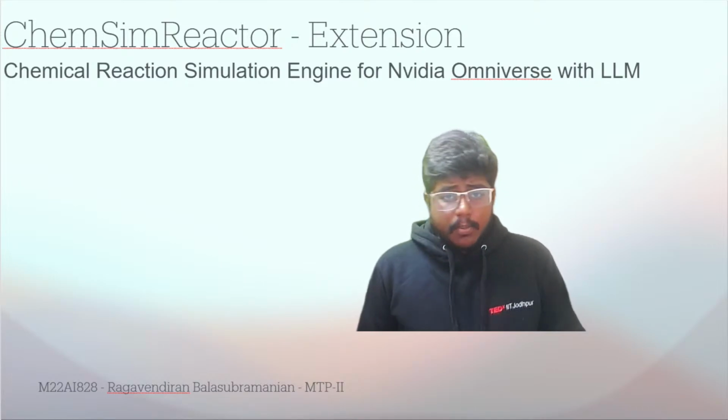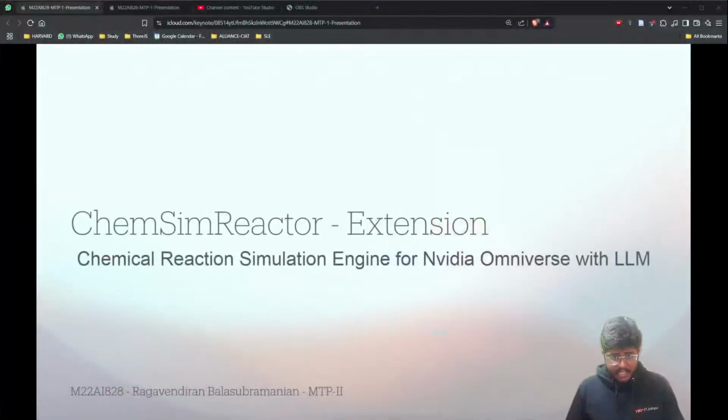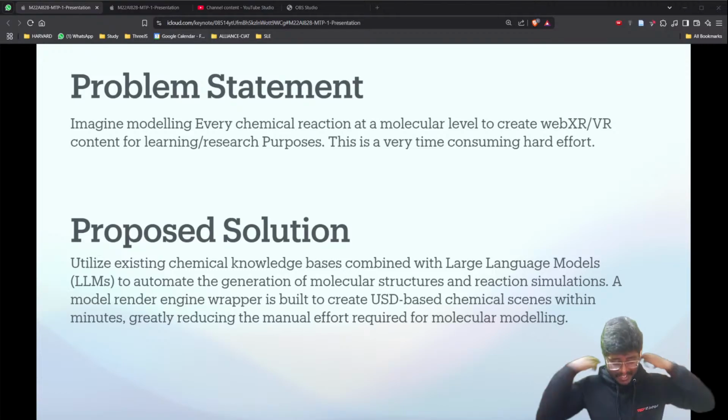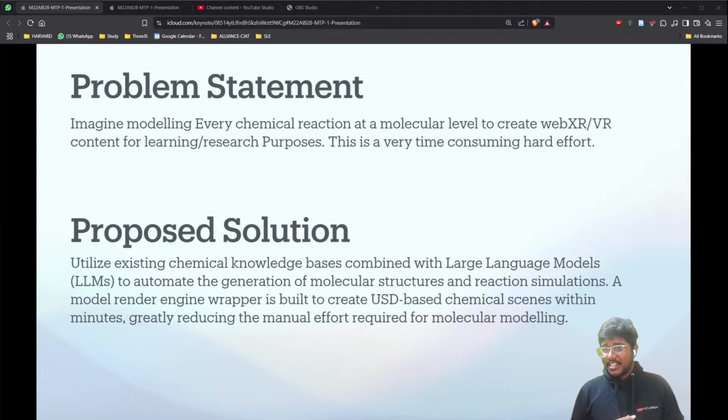So the problem statement that this project addresses is: imagine modeling chemical reactions for educational or research purposes. It's a very cumbersome, time-consuming and tedious job. So what this project proposes to do is to utilize the existing knowledge bases in conjunction with LLMs to automatically generate the molecular structures and reaction simulations.